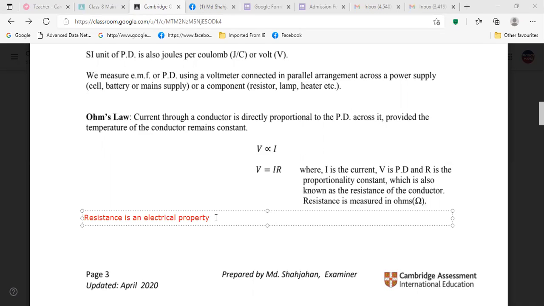Okay, sir. Resistance is an electrical property which opposes the flow of electrons. In short, flow of electrons we know as electric current, right? Yes, sir.